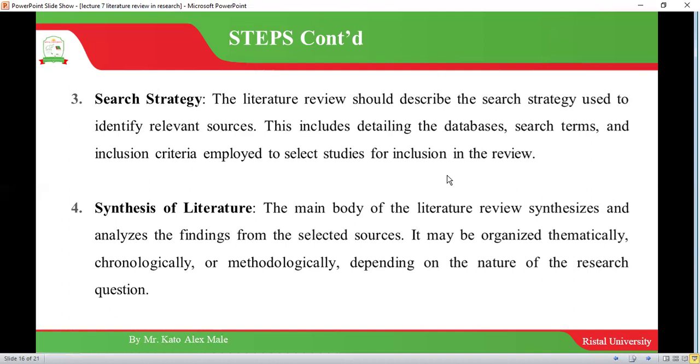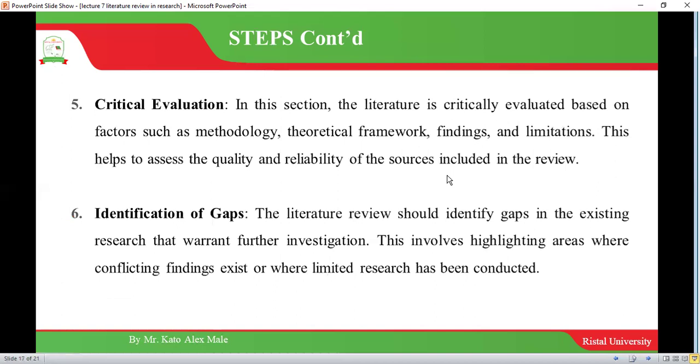And then the other step is the synthesis of literature. That is the main body now, the main body of the review. It synthesizes and analyzes the findings from the selected sources. Since you're trying to get the data, you build up your literature review. So it might be organized thematically, chronologically, that is in a step-by-step way, or methodologically by methods, depending on the nature of the research question. That's why at the beginning I told you research question is very important when you start reviewing literature. The fifth step is critical evaluation.